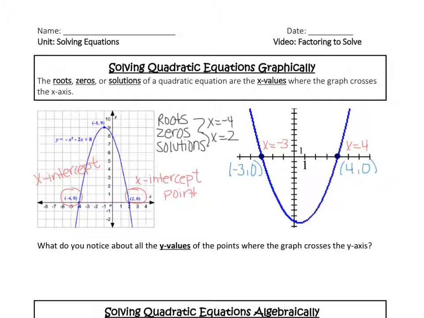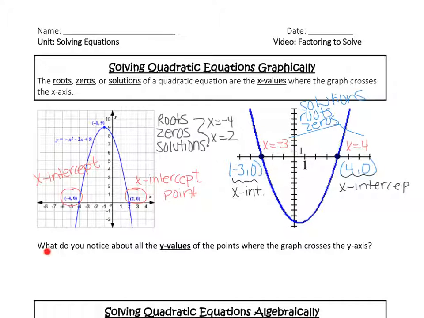So again, what's the difference between the point and just x equals? Which is which? Again, this (-3, 0) is called an x-intercept. Also here, (4, 0) is an x-intercept. And when I write it as just x equals -3 or x equals 4, that should be called a root, a zero, or a solution. So we could write that over here. These guys together are called roots, zeros, or solutions.